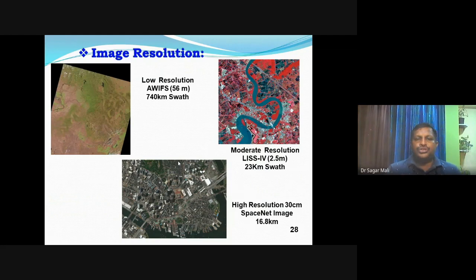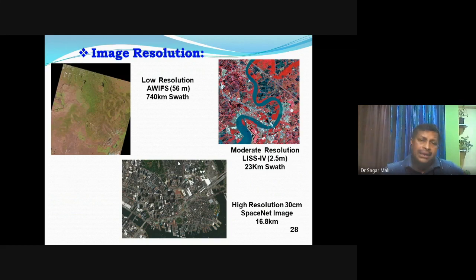Now come to resolution. There are four types of resolution: spatial, spectral, radiometric, and temporal resolution. Here the important one is spatial resolution. Spatial resolution means the capacity of the sensor to detect the finest object on the Earth's surface. Low resolution satellites cover a larger area, right? But they never give high resolution. The finest objects cannot be detected. Yes, they can cover the larger area, but the detail will be less.